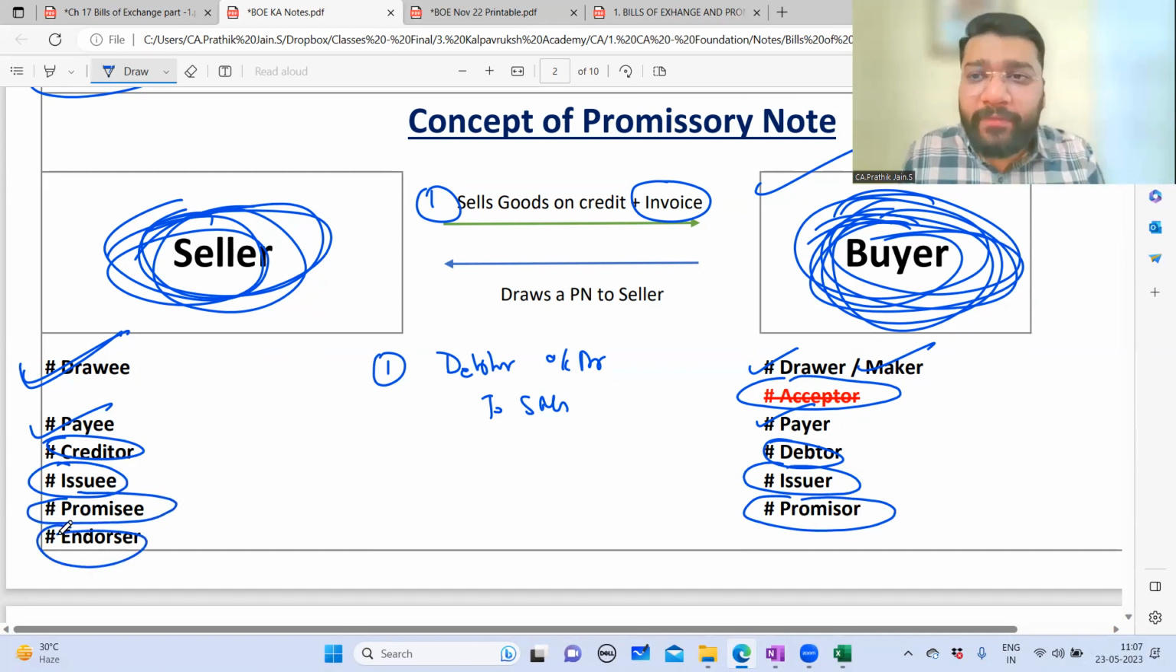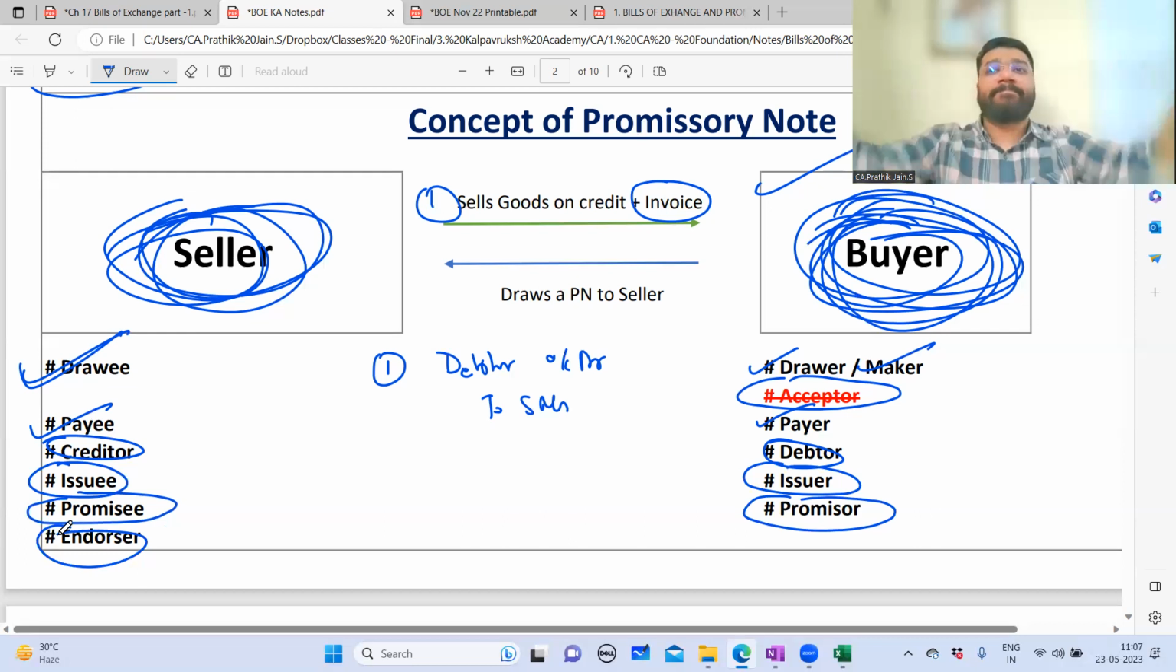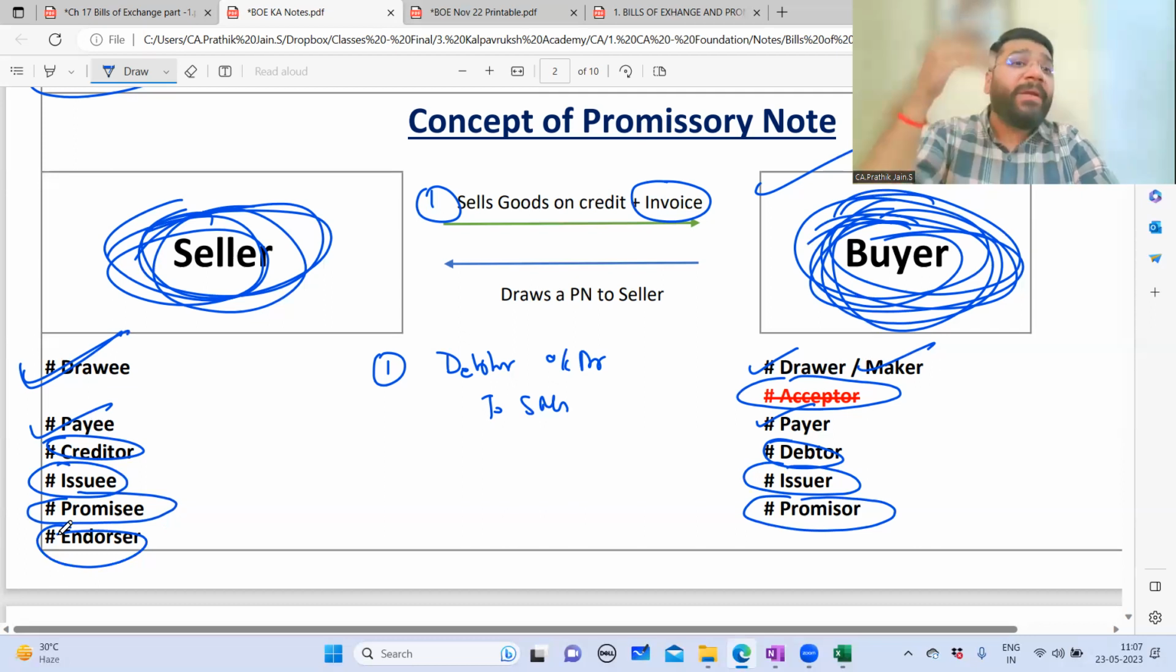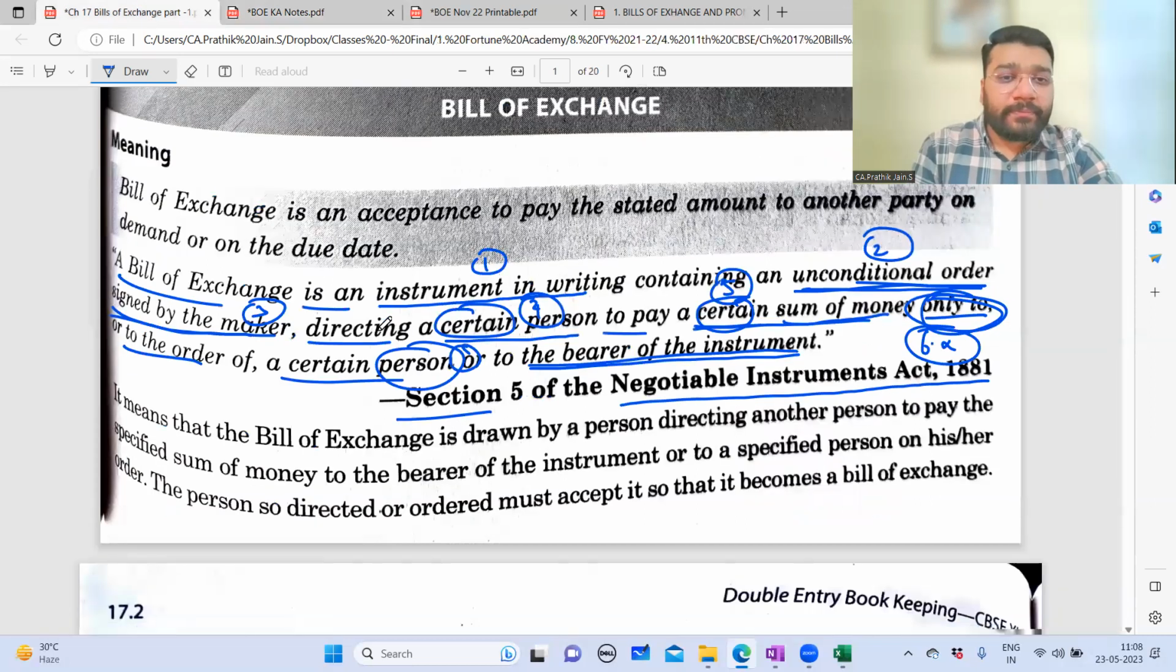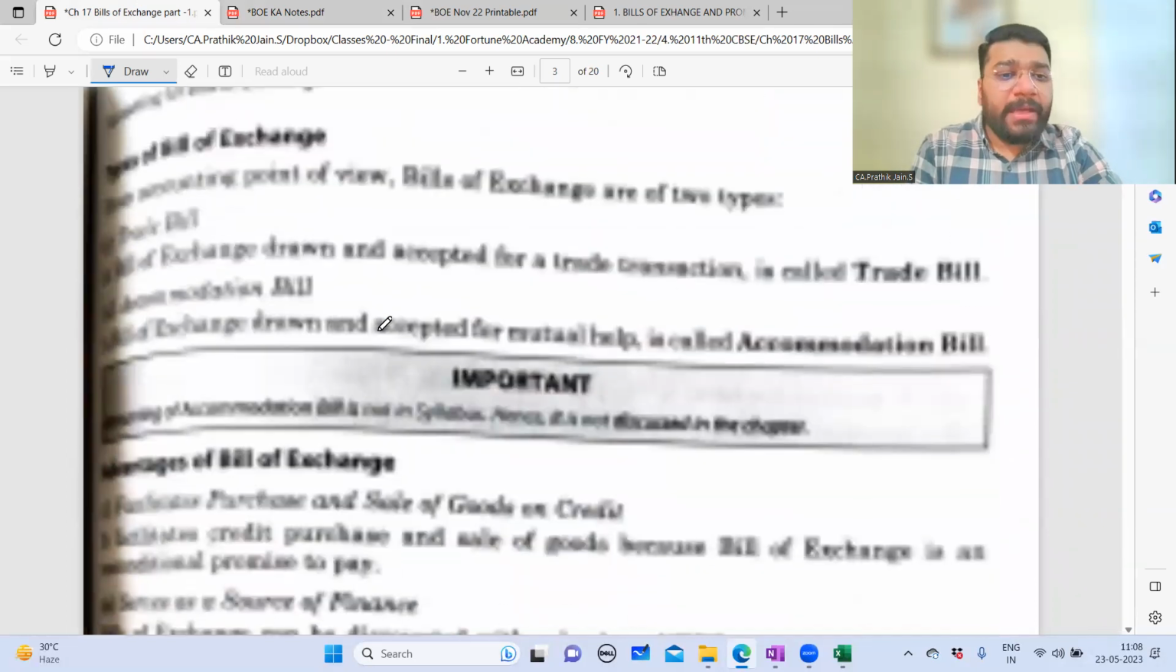Now tell me, do you have any difficulty in promissory note? In promissory note, the person is taking the responsibility himself. The customer is saying that I will make the payment in future. That is his undertaking and promise. Let's understand the concept of promissory note, now in the form of a definition.